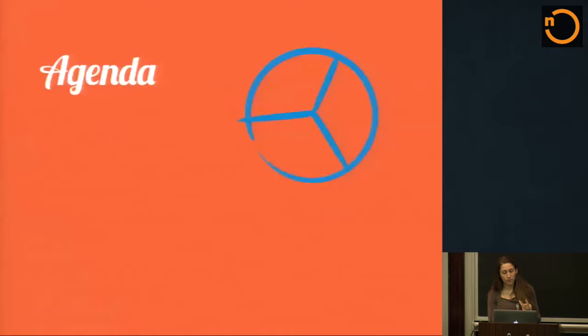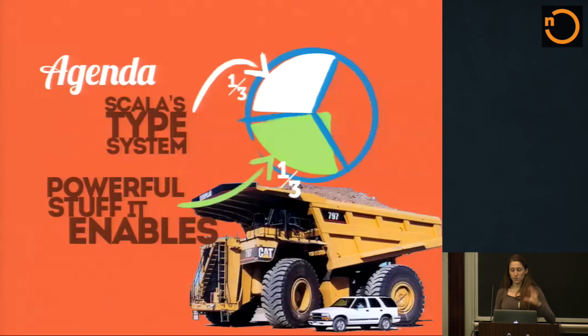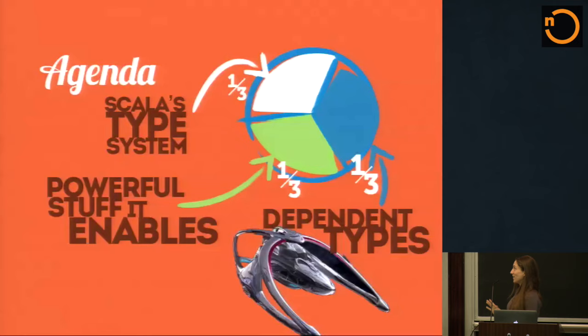So I broke this talk into three chunks. I'm going to run through the type system a little bit, so if I start using some words, you know what I'm talking about. I'm going to talk about some of the powerful patterns that the type system and other things like implicit conversions and whatnot enable. And then I'm going to go into the world of sci-fi and talk about dependent types a little bit, or what they are.